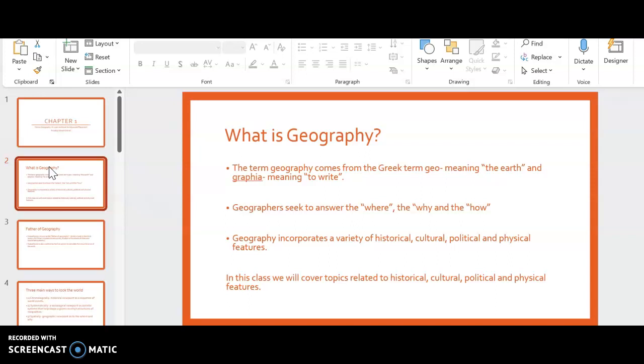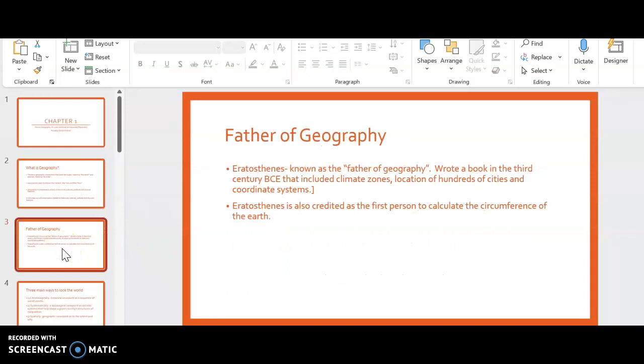It's something that goes on all the time. So the term geography comes from the Greek term geo, meaning the earth, and graphia, which means to write. So how do we write the earth? And it's really important for geographers to seek answers on where, why, and how. So really important, we're going to cover historical, cultural, political, and physical features of the earth.